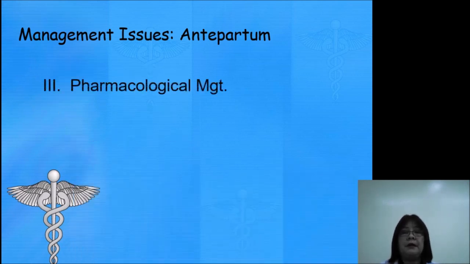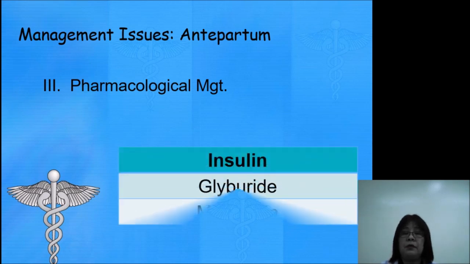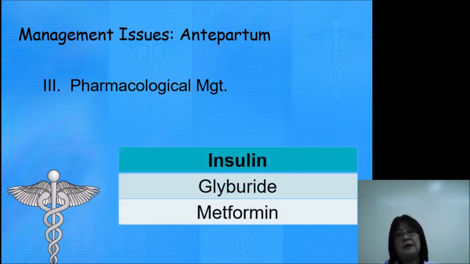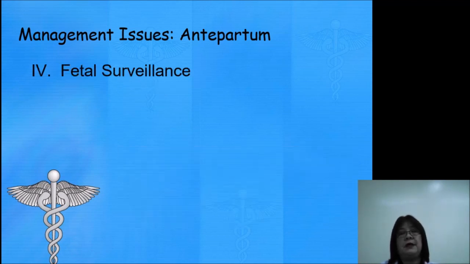But if your patient is not responding to diet and exercise, you can give pharmacologic management in the form of insulin, which is the proven treatment for a long time. Now, in our new 25th edition of Williams Obstetrics, there are 2 oral hypoglycemics that are now being advocated, glyburide and metformin. These can also be used during pregnancy.